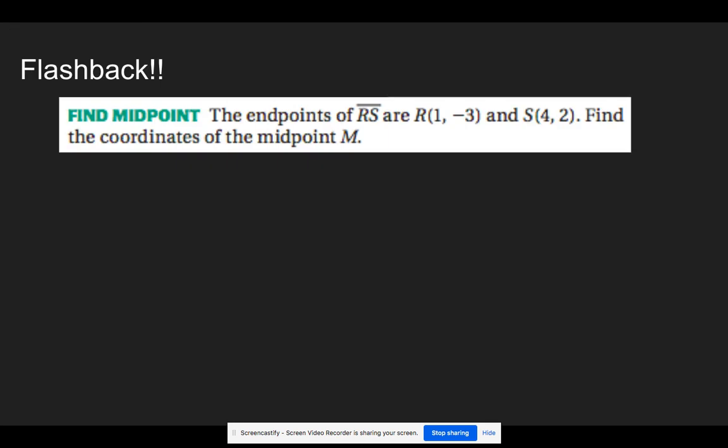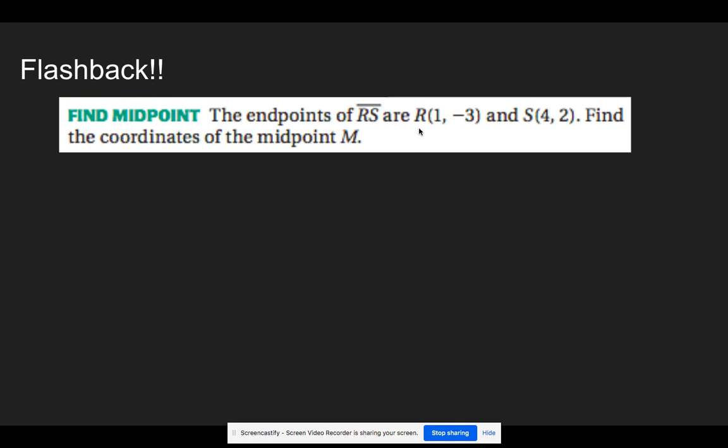We have talked about midpoints in the past. We talked about when you're on the coordinate plane, how do you find the midpoint between 2 points? So let's do that again. The endpoints of RS are at (1, -3) and (4, 2), and I want to find the coordinates of the midpoint.